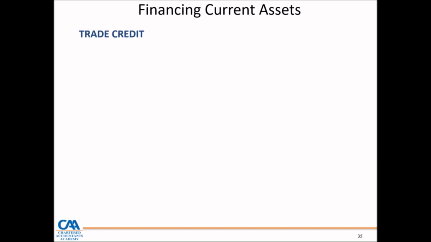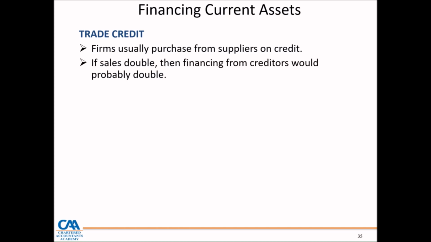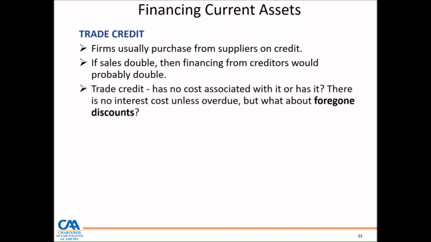So a trade credit, as you said, it's our payable. So firms usually purchase the supplies on credit, because they'll be buying in bulk and they want to buy and resell. So if sales double, then the financing from creditors will probably also double, as they will get more inventory on credit. Trade credit has no cost associated with it, or is it? There is no interest cost unless overdue. But what about the foregone discounts? Isn't this an opportunity cost? Food for thought.